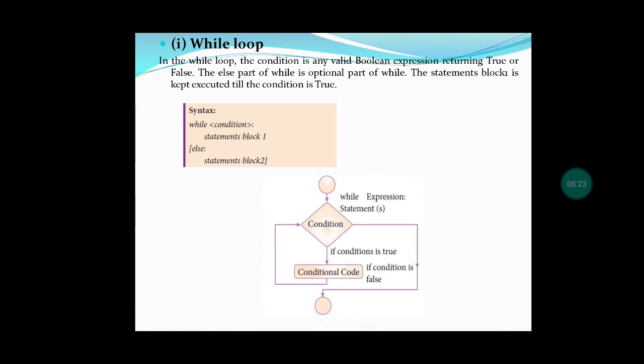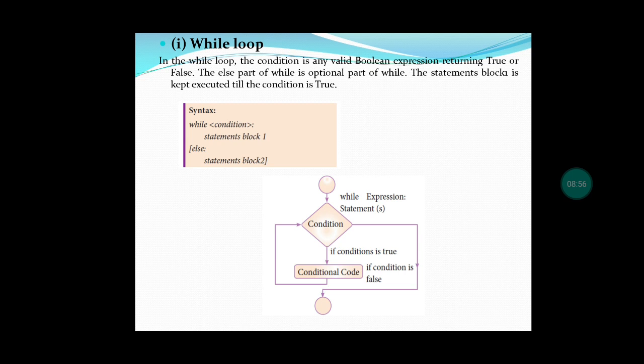Next, let us see the execution of the while loop. First, we are checking the condition. If the condition is true, it goes to the conditional code and again it is repeated, going back to check the condition. Until the condition becomes false, it will be executed. If the condition becomes false, it comes out of the loop. So this is the execution of the while loop.